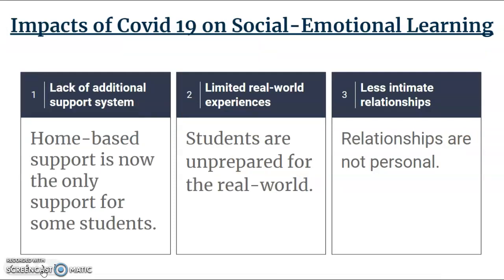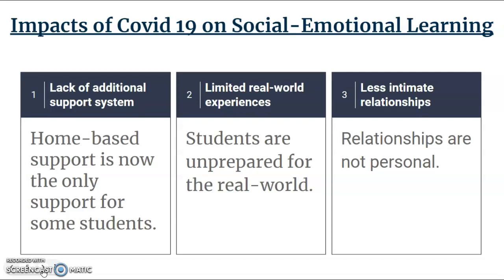COVID-19 has really impacted social-emotional learning, and I've identified 3 ways it has impacted social-emotional learning for students. 1, a lack of additional support systems. Students are at home, and before they depended on the school as a support system where they had their friends that they could talk to or their teacher, but now they're at home and now that's their only support system right now. And some students do not like to talk about certain stuff with parents or even their siblings, but they would rather do it with a friend or maybe a teacher.